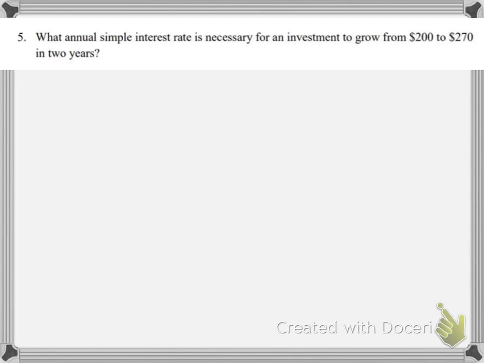This one asks, what annual simple interest rate is necessary for an investment to grow from $200 to $270 in 2 years? So this is interesting because we're being asked to find a different variable. We're not being asked to find the interest, but the interest rate R. So as we write our letters, we have I, P, R, and T. The R value, the interest rate, is going to be the unknown.